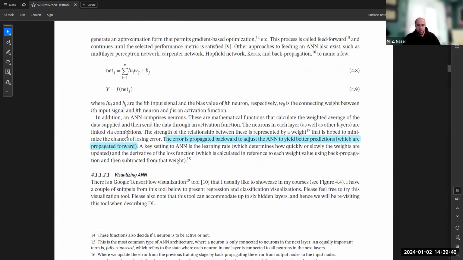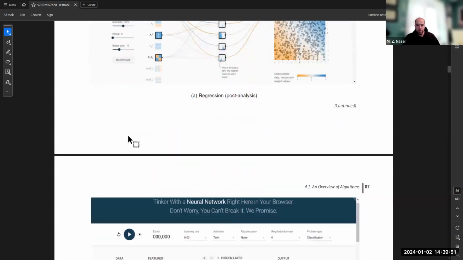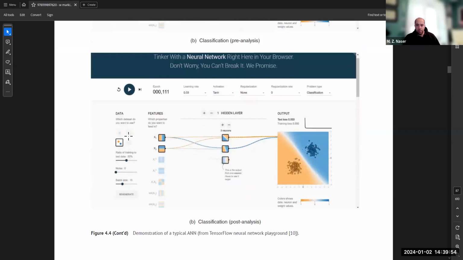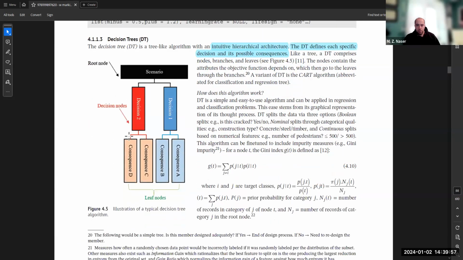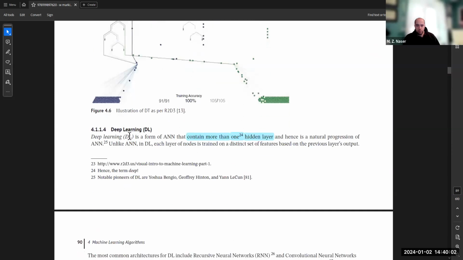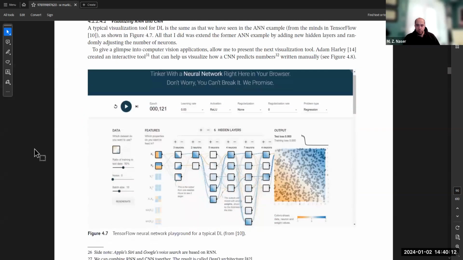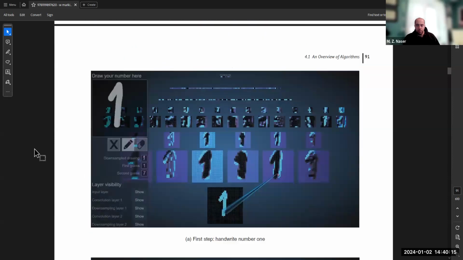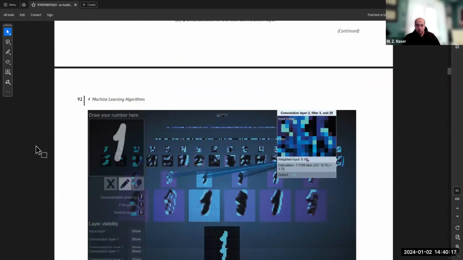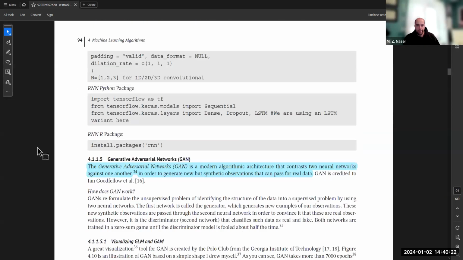So we've seen ANNs. We've seen regression, classification, cluster analysis, decision trees. And deep learning. If you're interested in deep learning, well, you have the pioneers right there. It's fascinating how many problems this can solve.